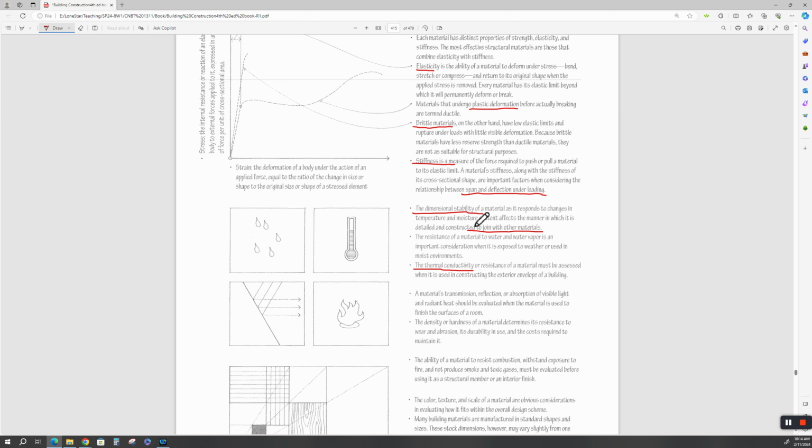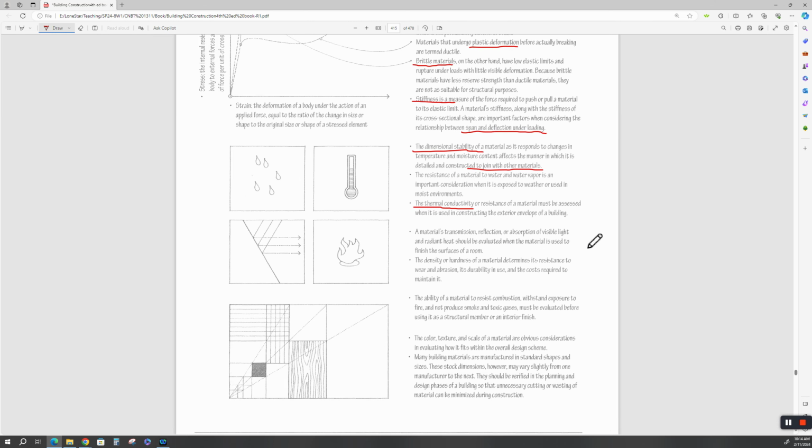here we go. We're not building a piece of furniture. We're putting wood decking on a trailer, but that's dimensional stability. That's a term. A material's transmission, reflection and absorption of visible light and radiant heat.